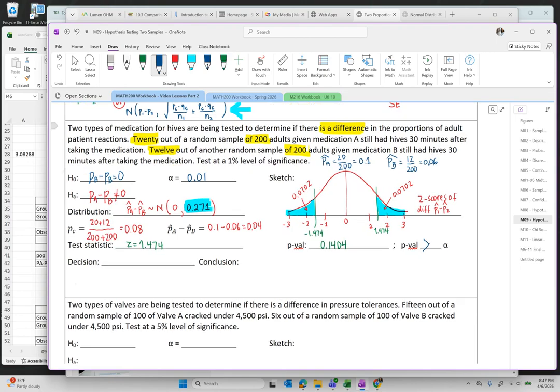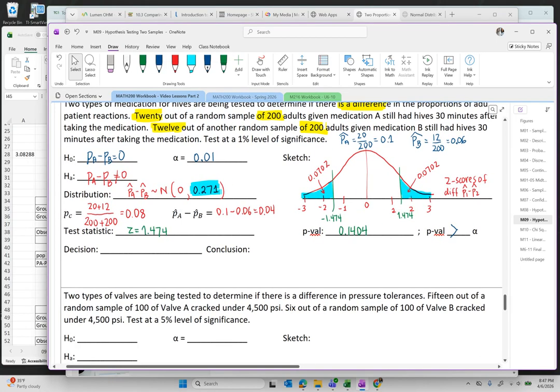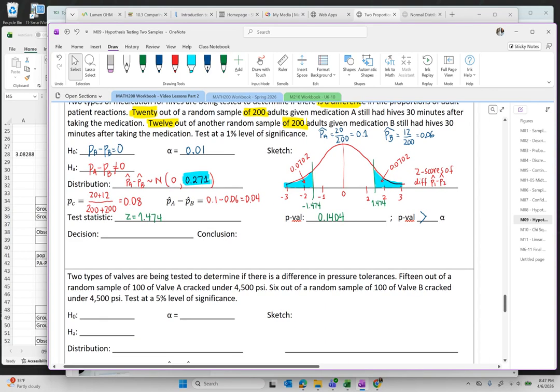That means that the difference of sample proportions equal to 0.04 is actually not an unusual outcome coming from a theoretical distribution that sets the difference of the two population proportions equal to 0. And therefore, the decision is that we fail to reject the null hypothesis.